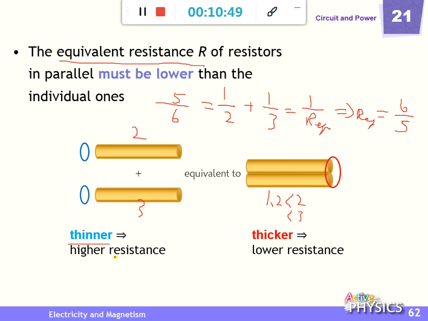And then you can see that for a thinner cable, it will have a higher resistance. But why? Because of this formula from the last session, rho L over A. A thinner one means that A is smaller, then R should be greater. Now, if you combine them together in parallel, the parallel connection will be like that. You can see that the area A will be greater, then R will be smaller.